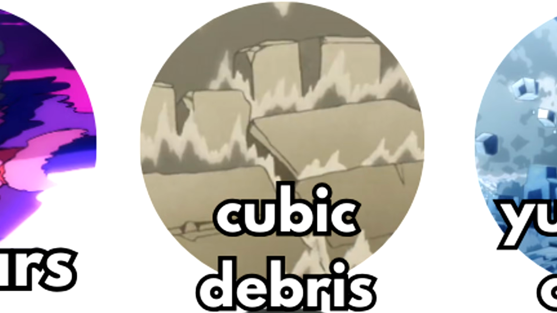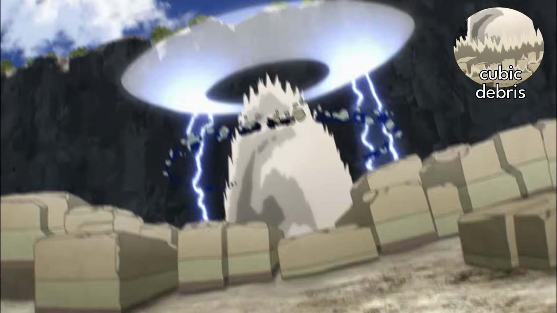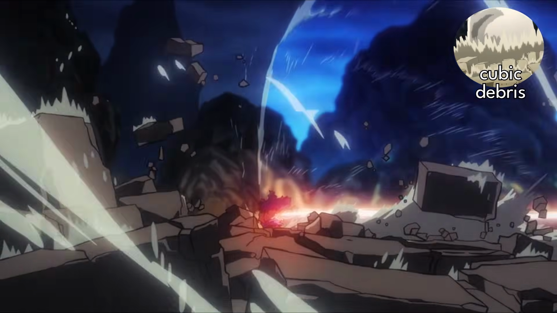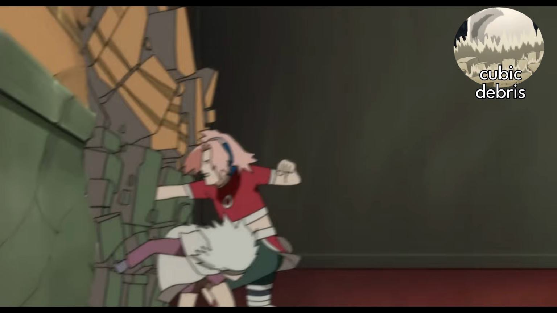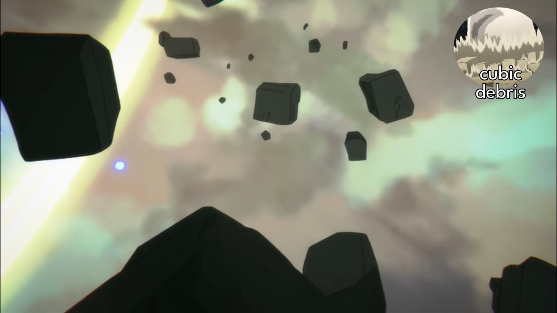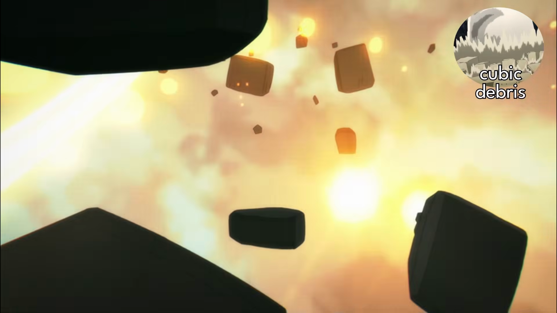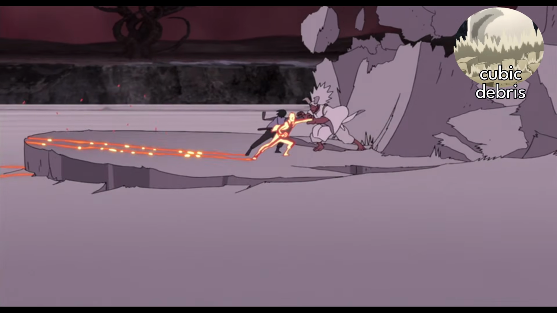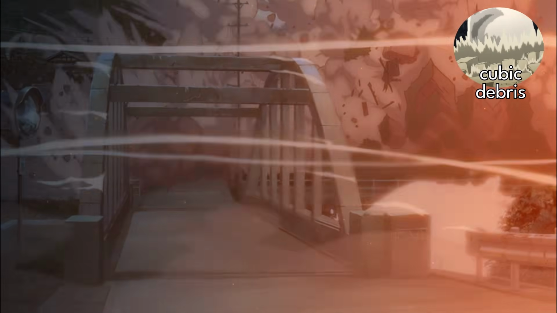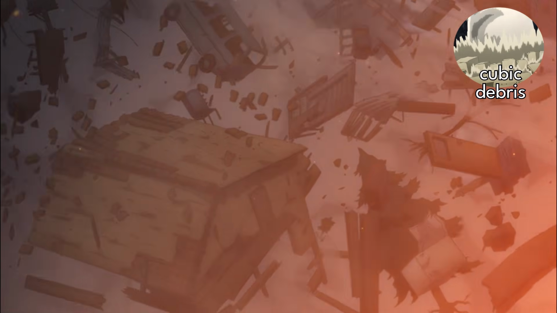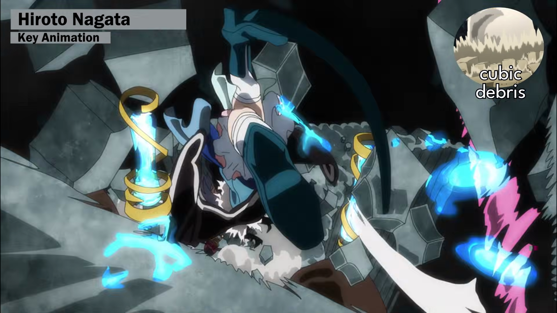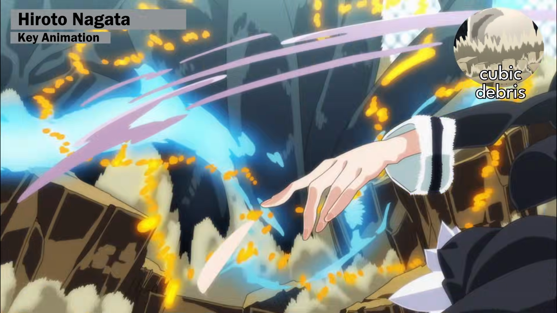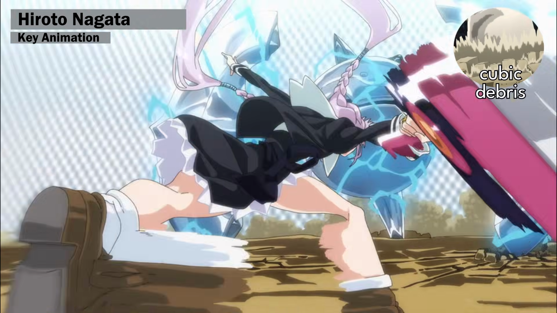Cubic debris is, as the name says, when debris are cubes. Yep. That's it. It's a stylistic choice just for visual pleasure, and maybe that's just how the animator likes to draw debris. Of course, this is a more unrealistic way of drawing debris, but who really cares? It looks cool. In a more realistic manner, you can draw them like chunks, big cracks, but it's anime, so you gotta give it that oomph sometimes so that it's more bombastic. I think a good example is Hiroto Nagata, who uses cubic debris quite a bit.